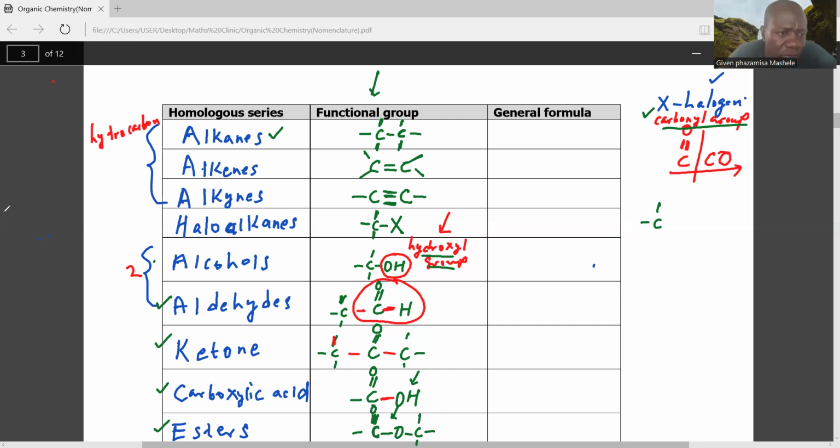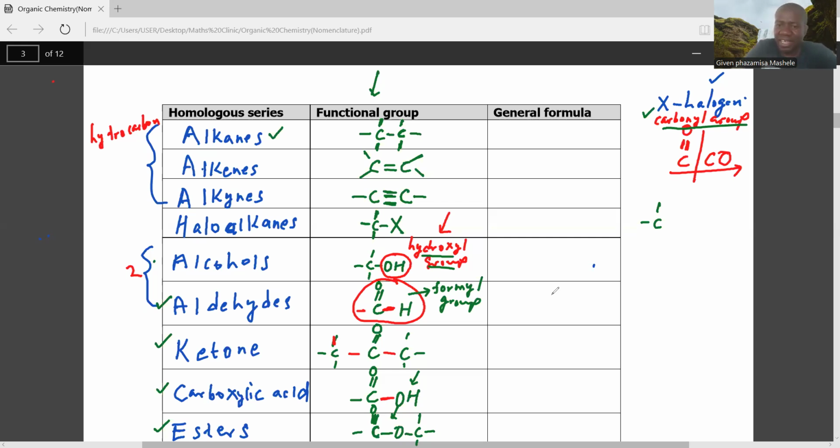So now what I will rectify is that the functional group of an aldehyde is the carbonyl with the hydrogen. And this carbonyl with the hydrogen has a name. It's called a formyl group. You need to know this. It's called a formyl group.